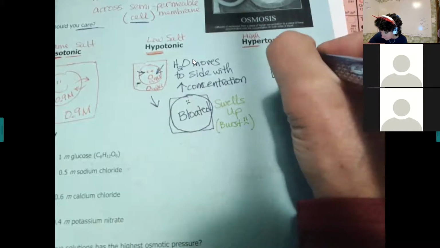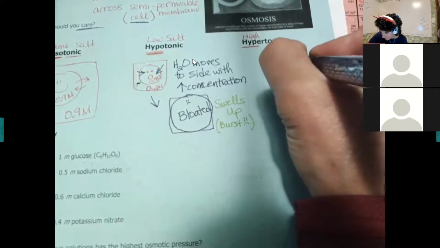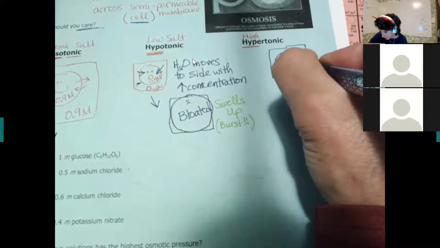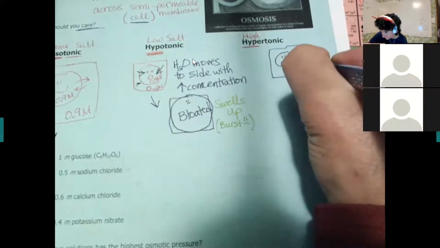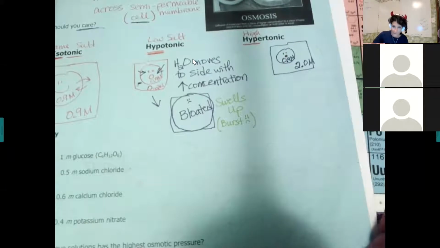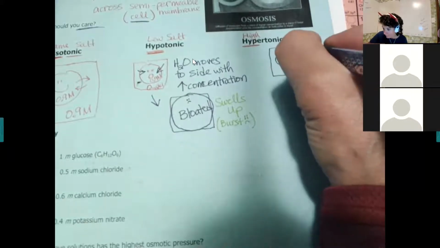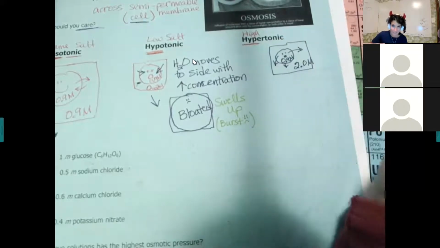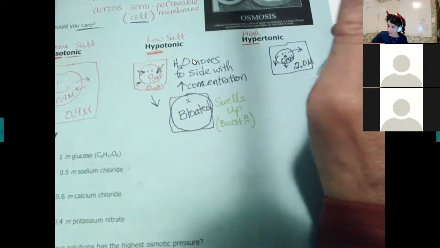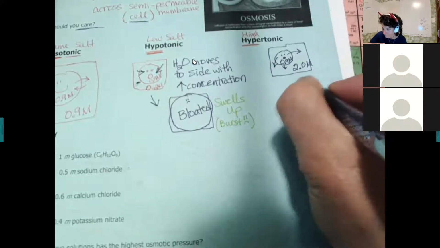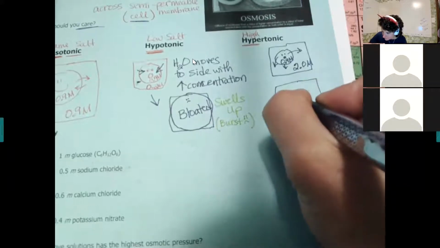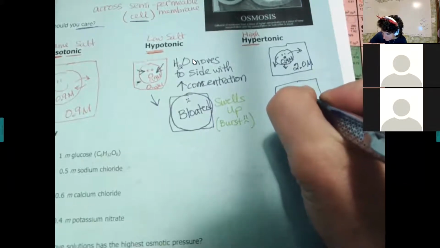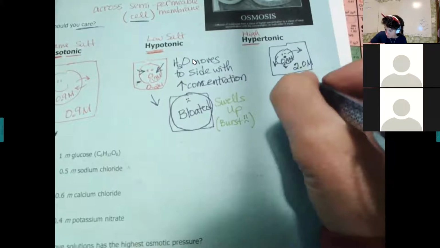So hypertonic, we have our cell. He's again kind of going, oh no, he's 0.9. And this time the outside is too high, so we'll say it's 2.0. And so this time the water's going to leave him and it's going to go out, because it's trying to make both sides the same. So what happens is he shrivels up. So he's shriveled.